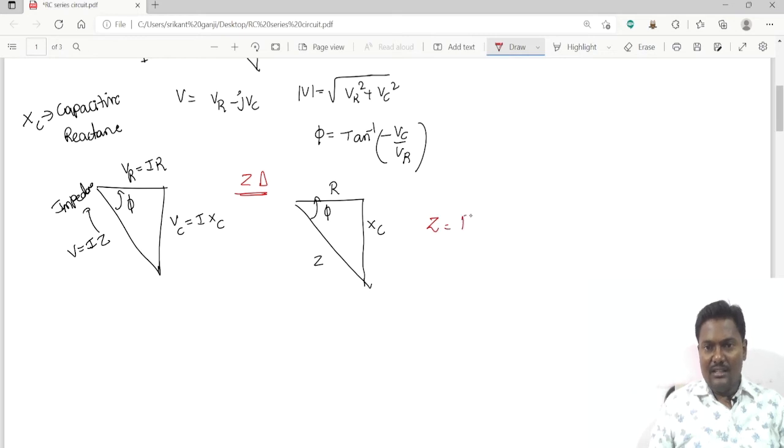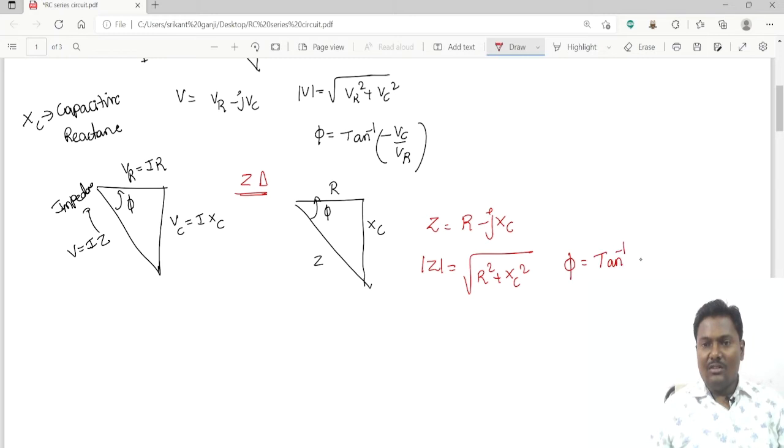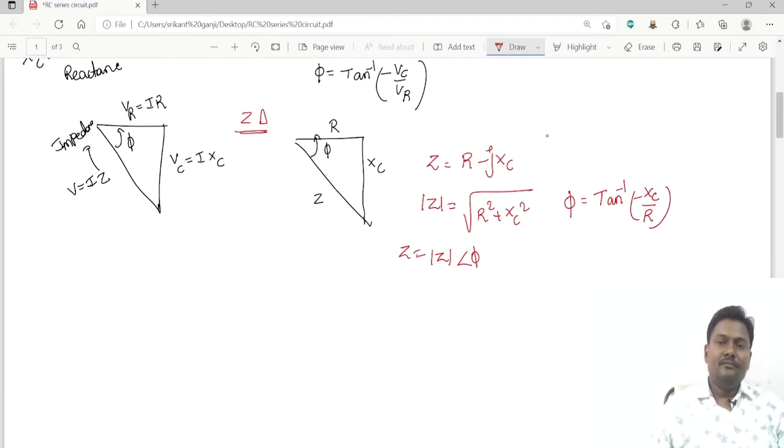Now we can write Z is equal to R minus jXC, and the magnitude of Z is equal to the square root of R square plus XC square, and phi is equal to tan inverse of minus XC divided by R. So Z can be written as the magnitude of Z at an angle of phi. The phi value here will be minus, so minus tan inverse of XC divided by R. So we are getting the negative angle.